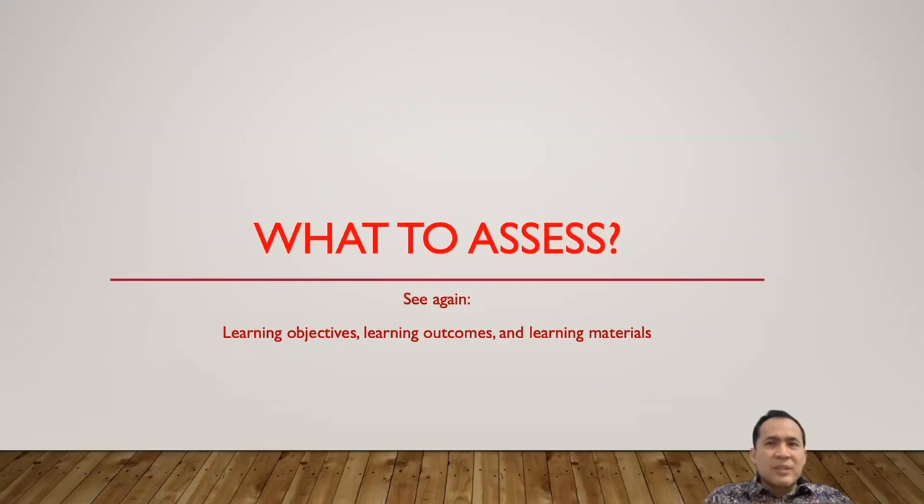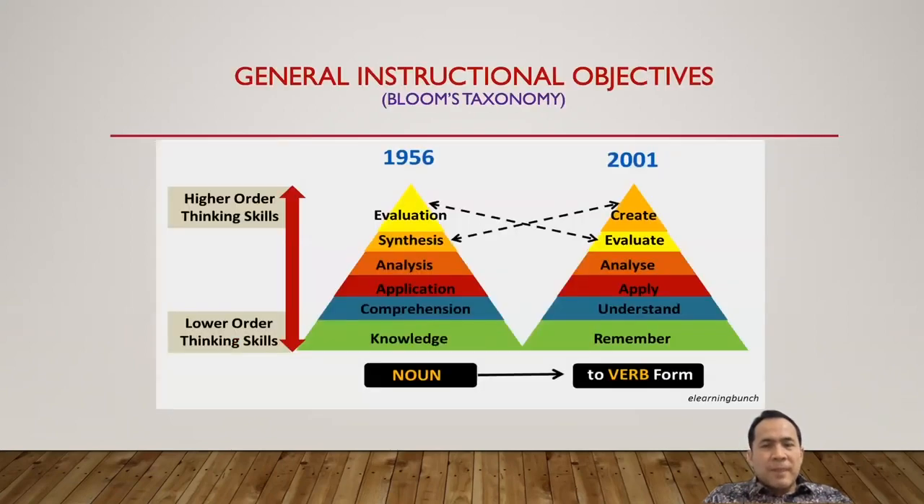Now we are going to talk about what to assess. What to assess means something like learning objectives, learning outcomes and learning materials. Before knowing these kinds of things, I think you need to know the general instructional objectives by Bloom's taxonomy. This is a very popular concept, I think. We have to know the so-called high order thinking skills and low order thinking skills, right?